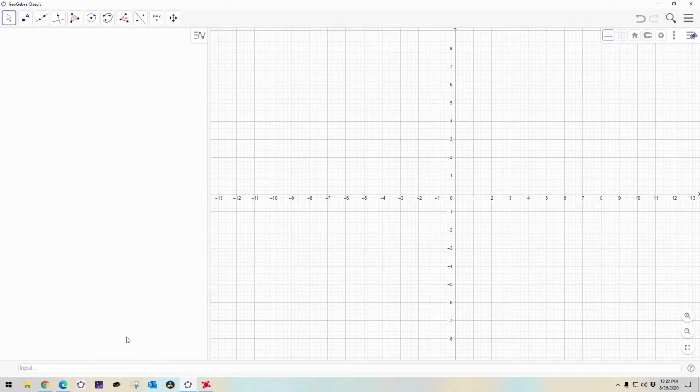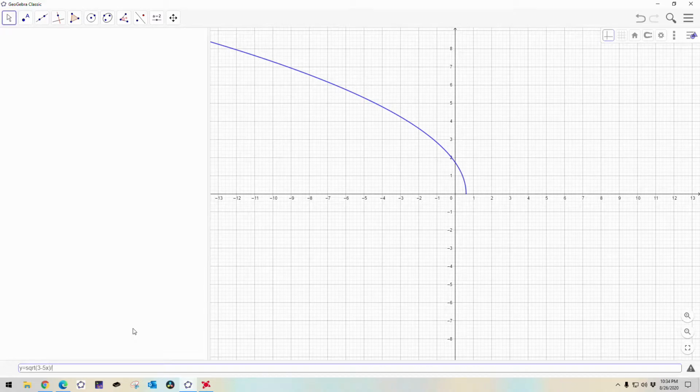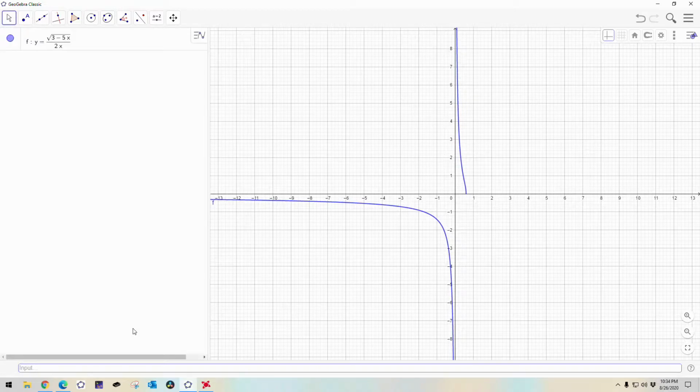Now here's GeoGebra. For GeoGebra, what we do is we type in the function first. So I have y equals, and then I'm going to do square root of 3 minus 5x, and then I'm going to divide by 2x in parentheses, just like before. And the cool thing here is that we get the graph right away of the function that we're looking at. And now I'm going to integrate it.